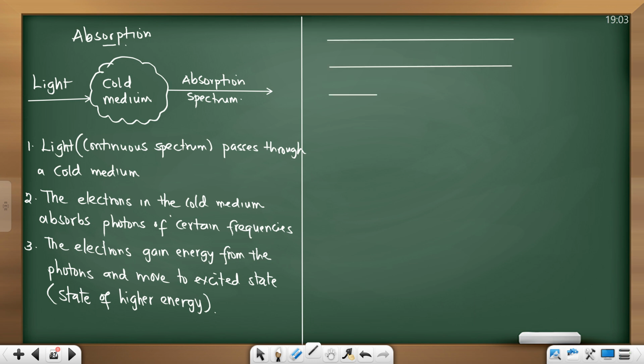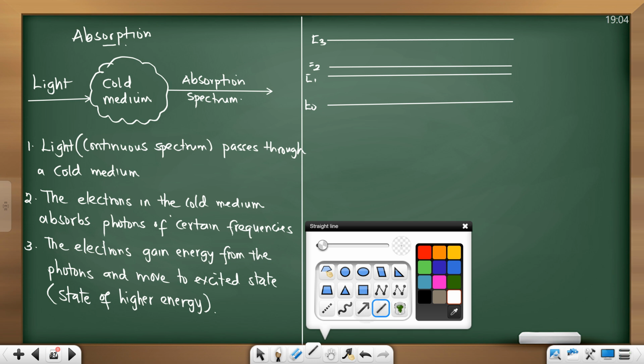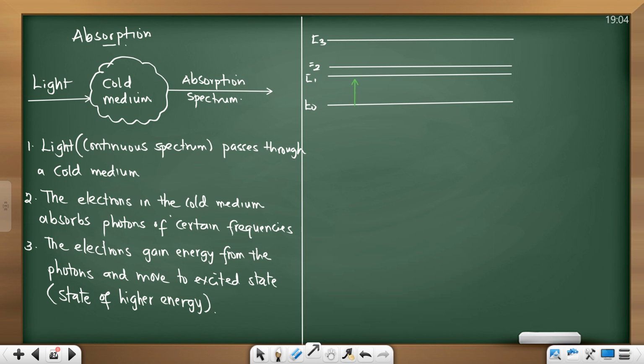Okay, let's check this now. So, different electrons are already at different energy levels, right? Before they absorb, they are already at different energy levels. So, we're going to call this E0. Let's call this E1. Let's call this E2. So based on where they are, they are going to increase in energy. Maybe from E0, it depends. This particular one can even gain up to that, depending, right?